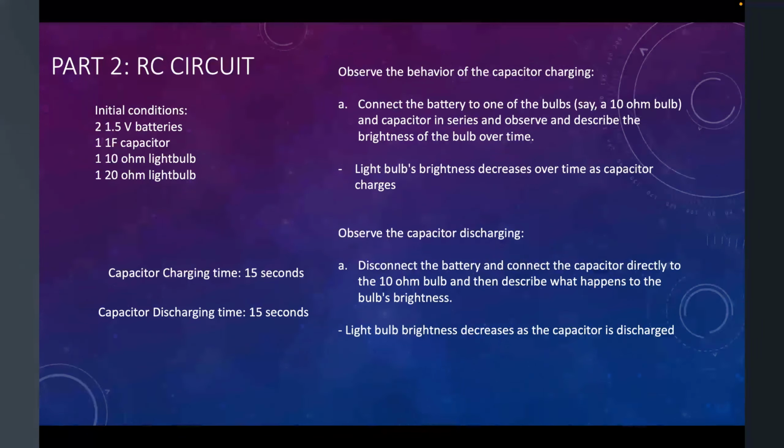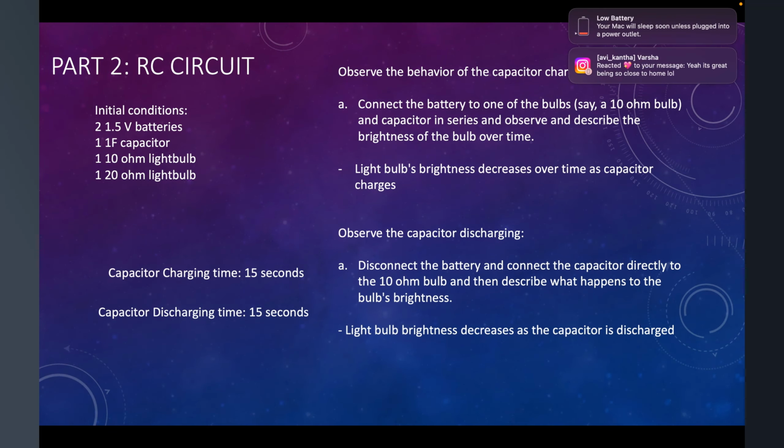In part 2, we have an RC circuit. The initial conditions given to us are two 1.5 volt batteries, one 1 F capacitor, one 10 ohm light bulb, and one 20 ohm light bulb. And what we do at first is we observe the behavior of the capacitor charging.